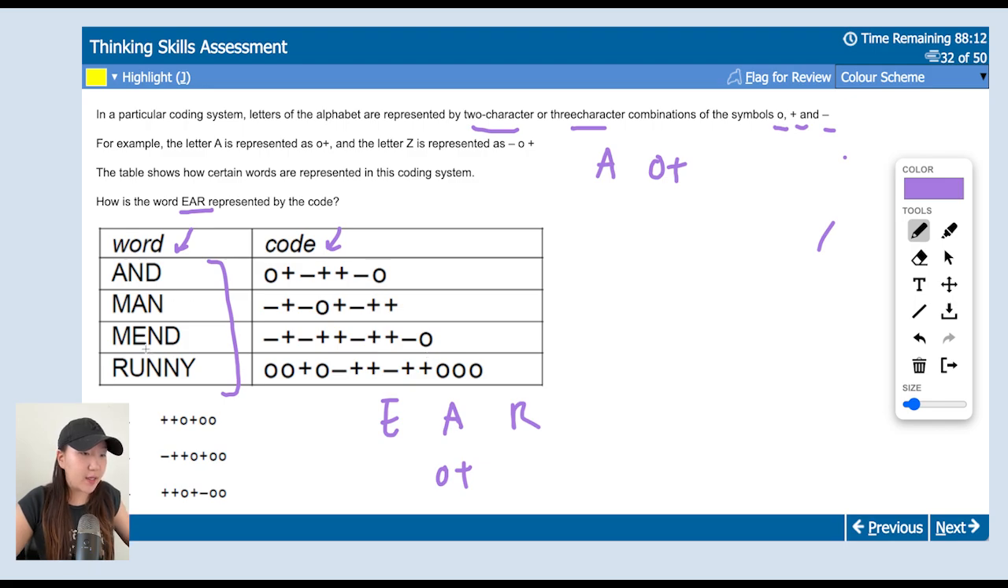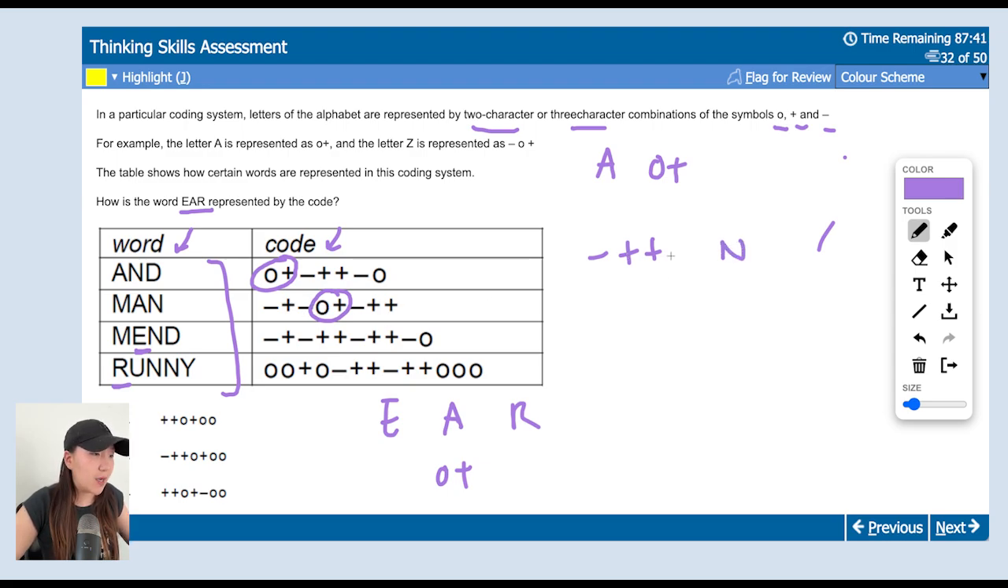I can see from here that E is in this word mend and R is in this word runny. So to find the rest of this, we need to know N, and how all of this works together. So we can start off by looking at and man. So A in this one is this letter here, and in man here it's this letter here. So we can figure out the rest of these letters because minus plus plus is going to be N. Let's just start keeping a note of everything.